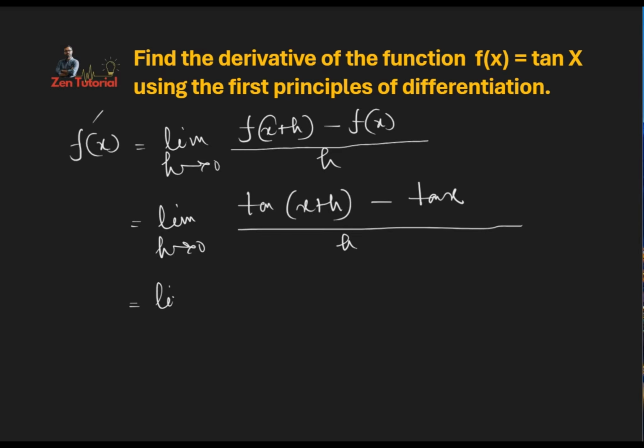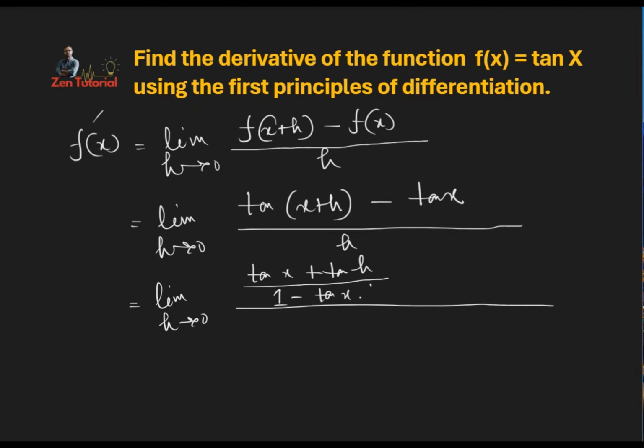So limit h tends to 0. Here we could use the formula of tan a plus b. Tan a plus b is equal to, we could write down, tan x plus tan h over 1 minus tan x tan h, minus tan x, over h. So limit h tends to 0, and here what will be the LCM?